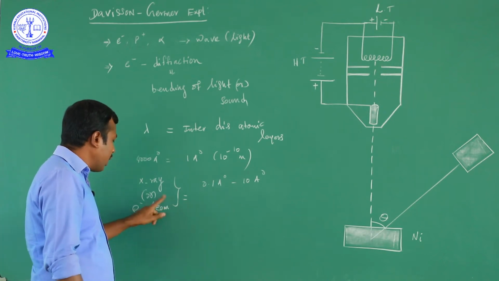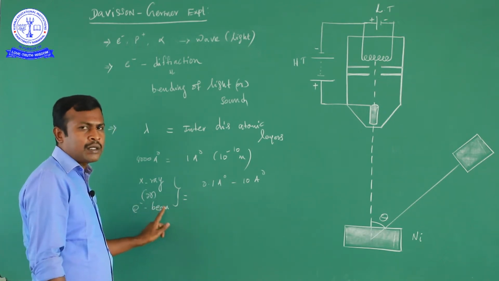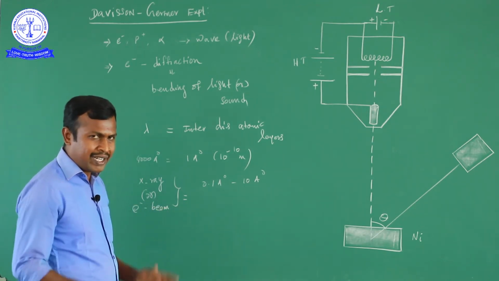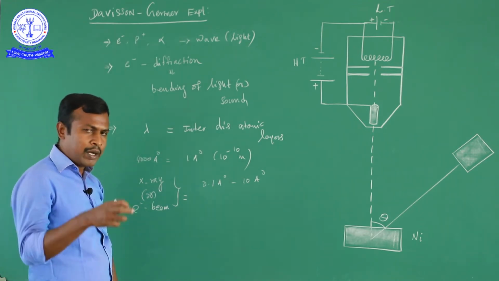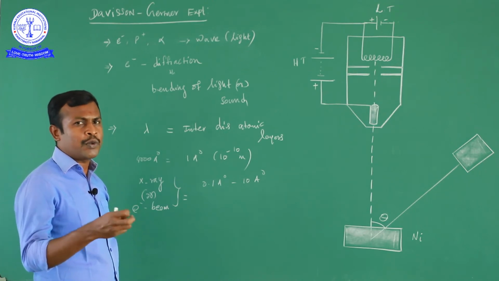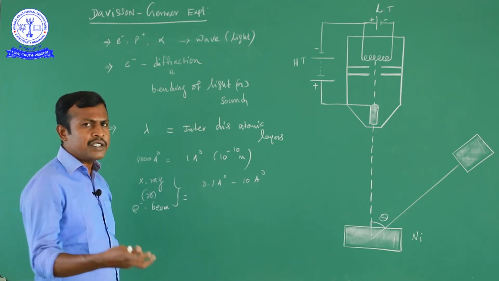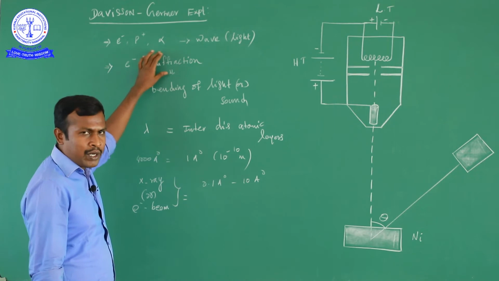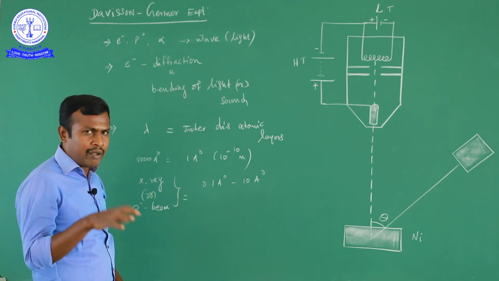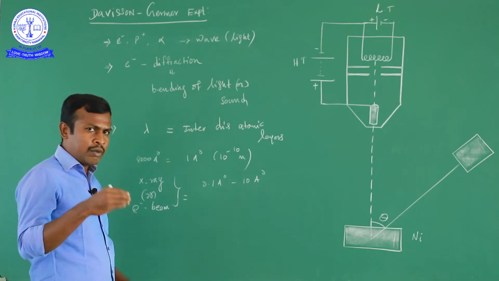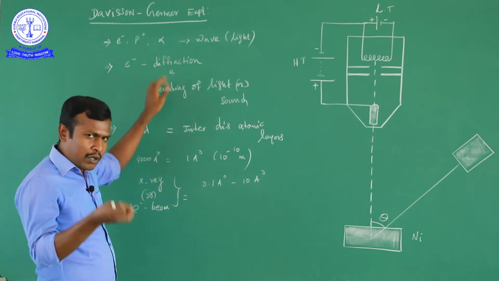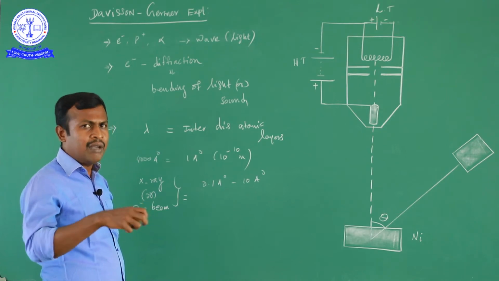So how are we going to calculate the wavelength of the electron beam? I hope you already know electron is a beam. By the de Broglie concept, a particle under such conditions possesses wave nature. Those particles undergoing diffraction exhibit wave nature. So the electron is a particle, but when it undergoes diffraction it exhibits wave nature.